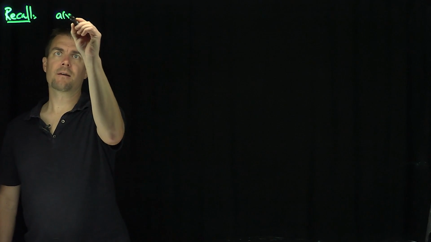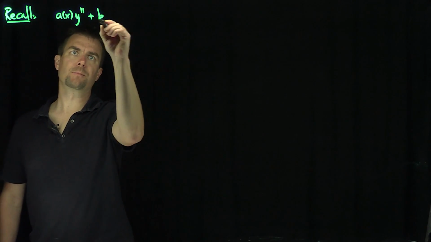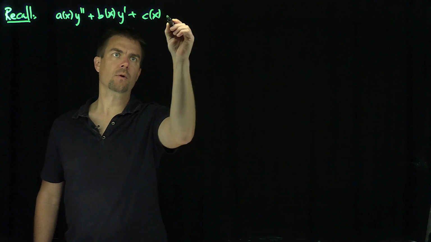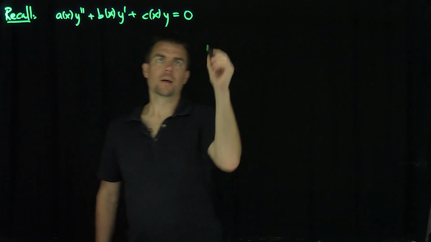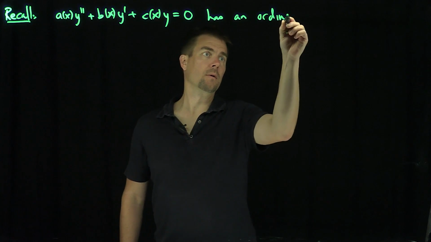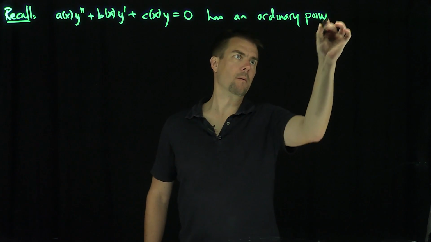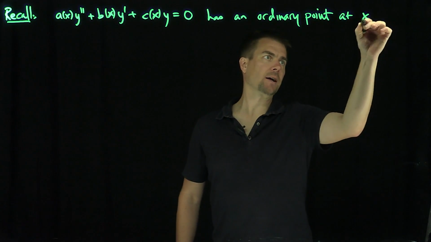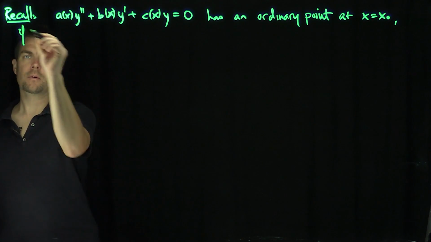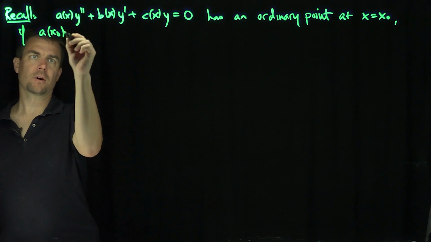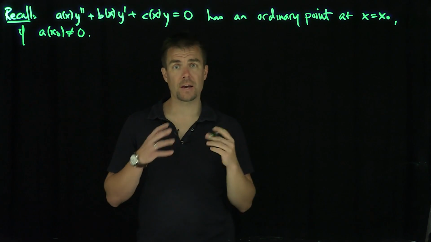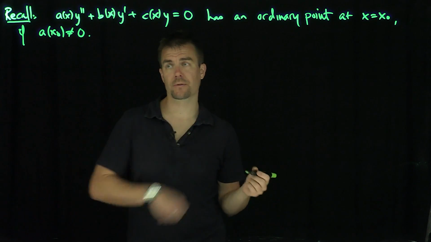If I have a of x y double prime plus b of x y prime plus c of x y equals 0, it has an ordinary point at x equals x0 if a of x0 is not equal to 0, okay? At an ordinary point, I know that there's a convergent power series solution to this differential equation.